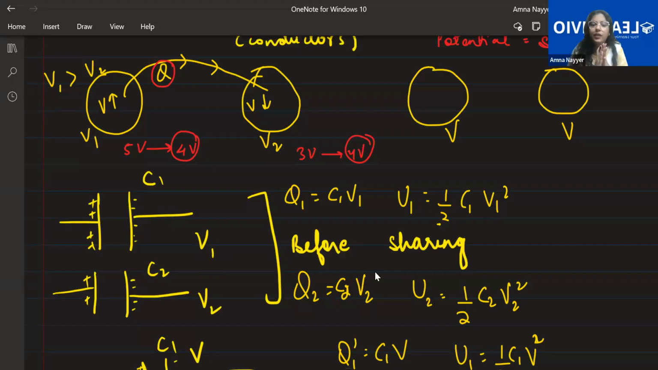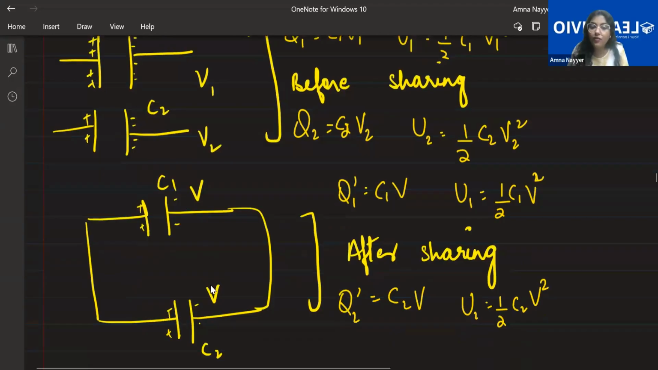Once you connect them, what did we study? The potential becomes the same. So both of them this time will have the same potential. Q1 prime, let's say this Q1 dash is the new charge, it will be C1 into V. Energy will be half C1 V square. We are not using V1 and V2. The potentials are the same. They have reached a common value after sharing. The sharing means after getting connected, some charge must have traveled from the higher to the lower one till the time both of them didn't reach the same value of the potential.